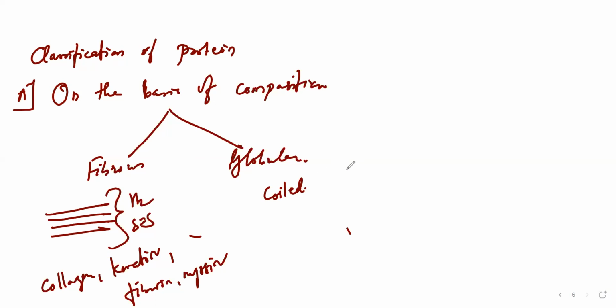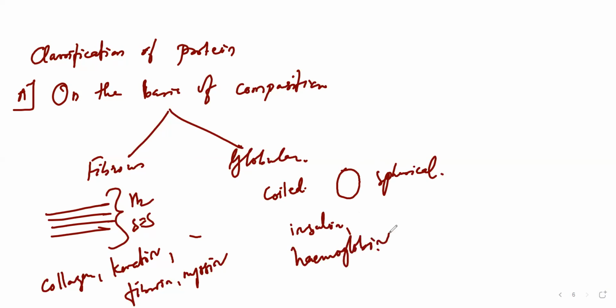Okay, or you can say like a sphere it will be. So spherical. And some of the examples which we can take over here are insulin, hemoglobin. All these will be what? Globular proteins. Okay, so these are the two types on the basis of composition.